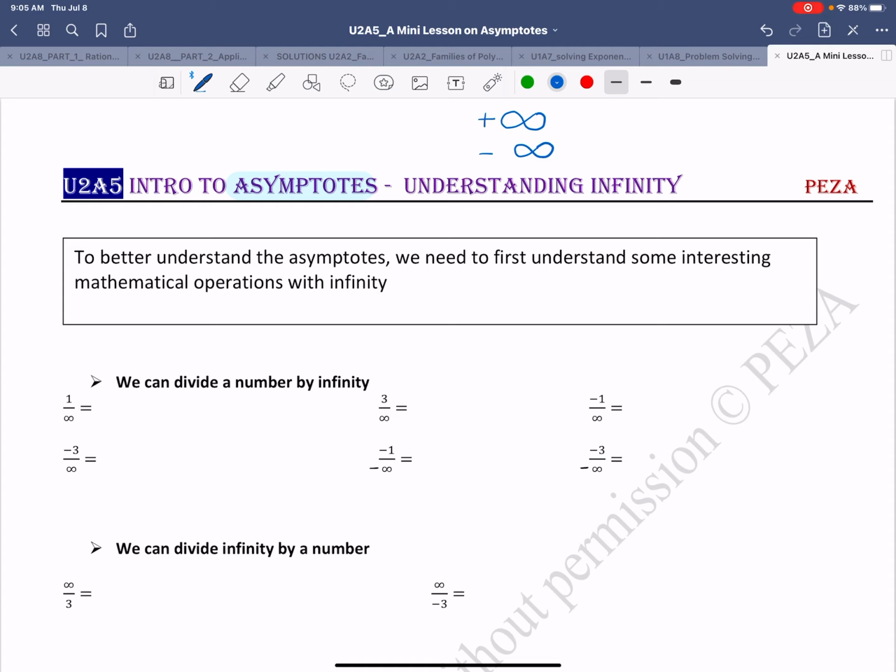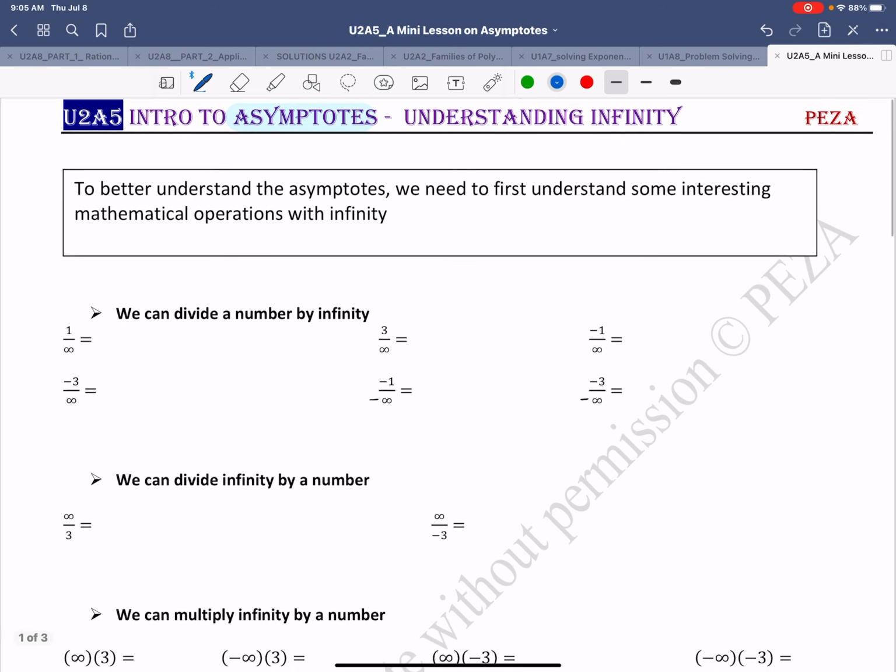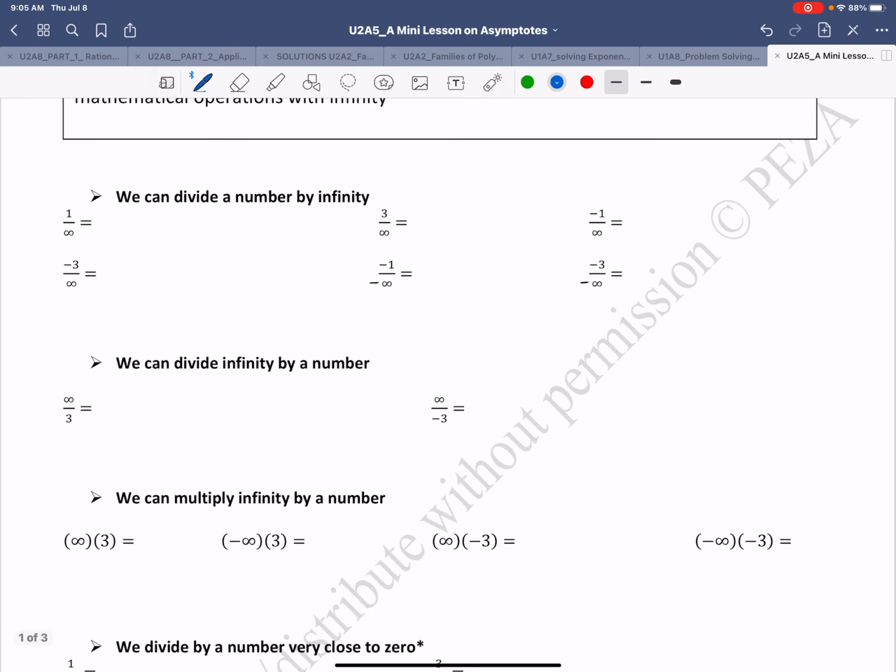So we're going to take a look at some practice exercises that will help us understand how to add, subtract, multiply, and divide numbers that involve infinity. So first, dividing a number by infinity.